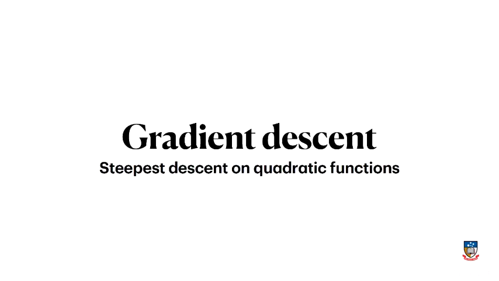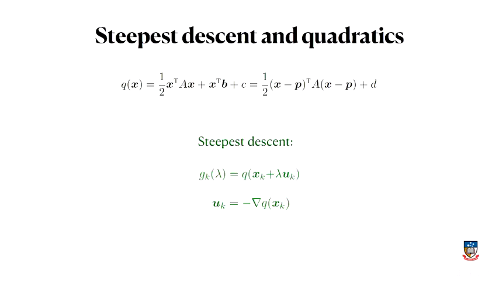So now we're going to talk about how gradient descent works on quadratic functions. So we'll talk about how steepest descent works on the class of functions that are all quadratic. So a nice, very ubiquitous set of functions.